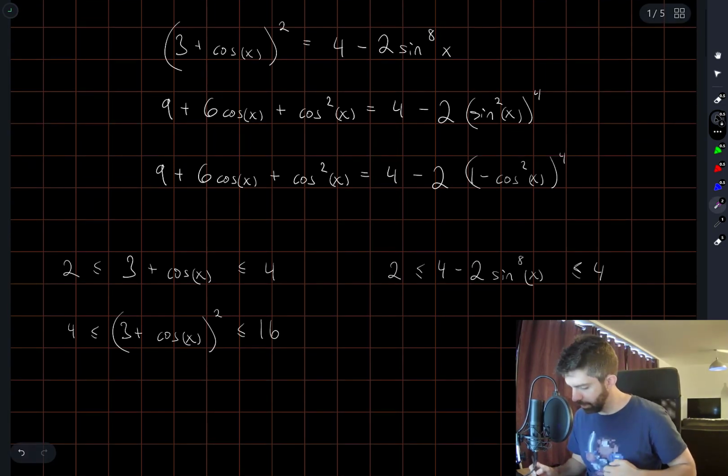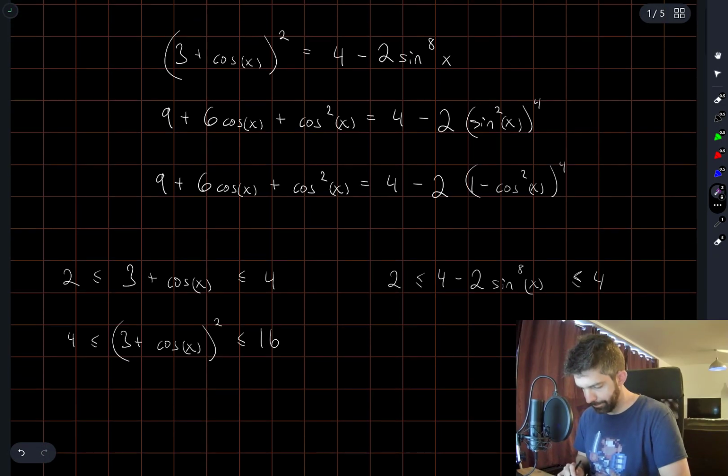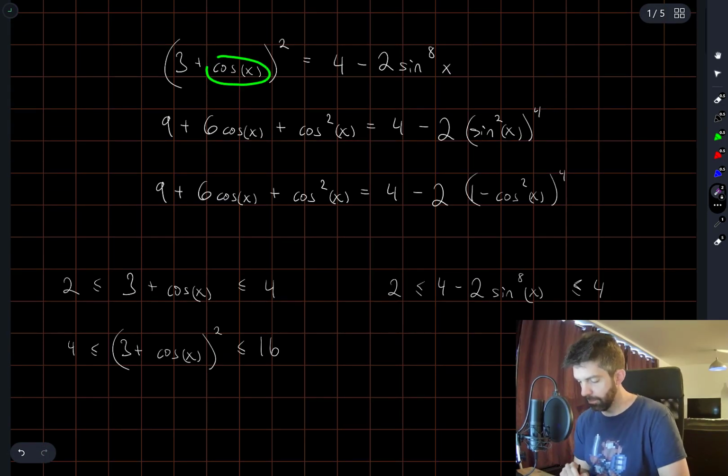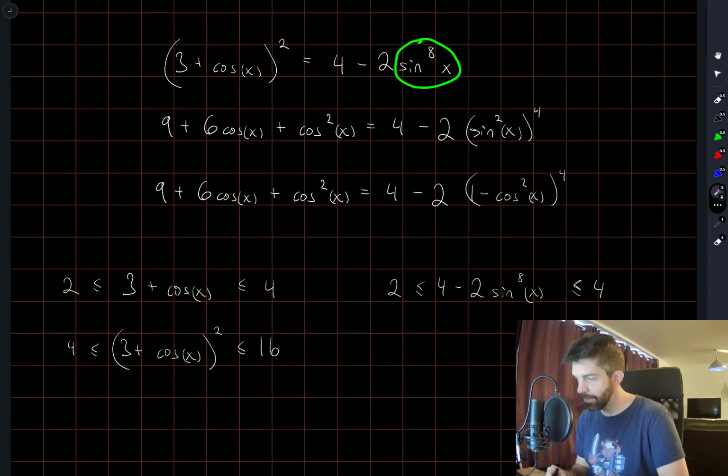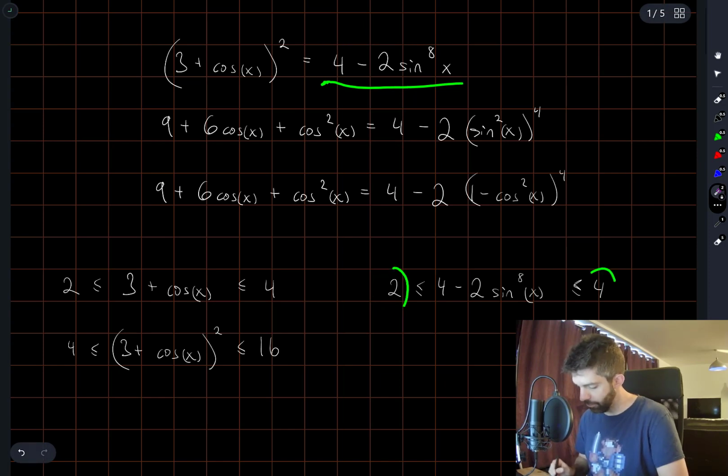Okay, so here's something we note. By realizing that cosine x is bounded between -1 and 1, 3 plus cosine x is bounded between 2 and 4, and so (3 + cos x)² has to be between 4 and 16. On the other hand, on the right-hand side, sine x to the power of 8 is always between 0 and 1. And so 4 minus 2 times sine x to the 8 has to be between 2 and 4.